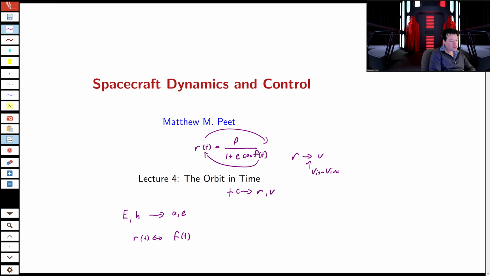So the question now becomes, how do we convert back and forth from r to t? Obviously, we have r in terms of f, and so really the question is, can we convert back and forth between f and t? Because r and v are synonymous with f. So that's the question we pose in this lecture, and this is a very important question.